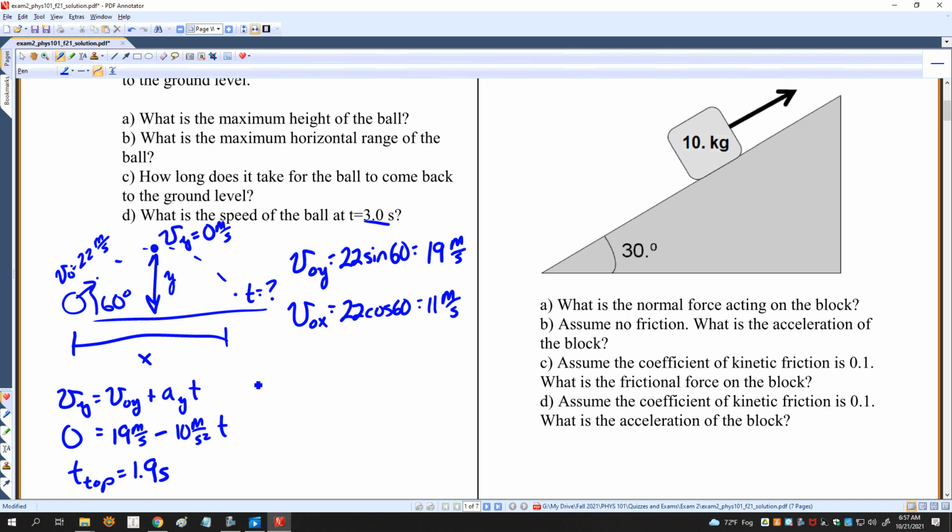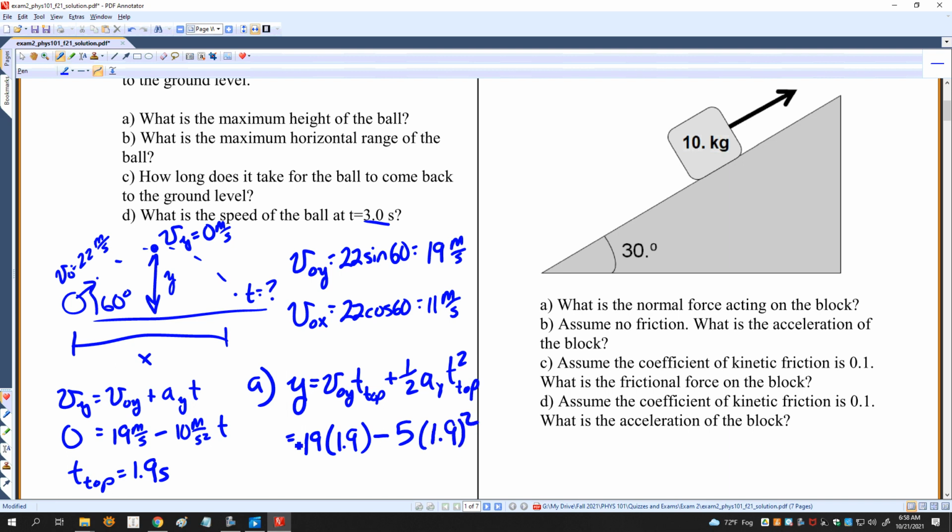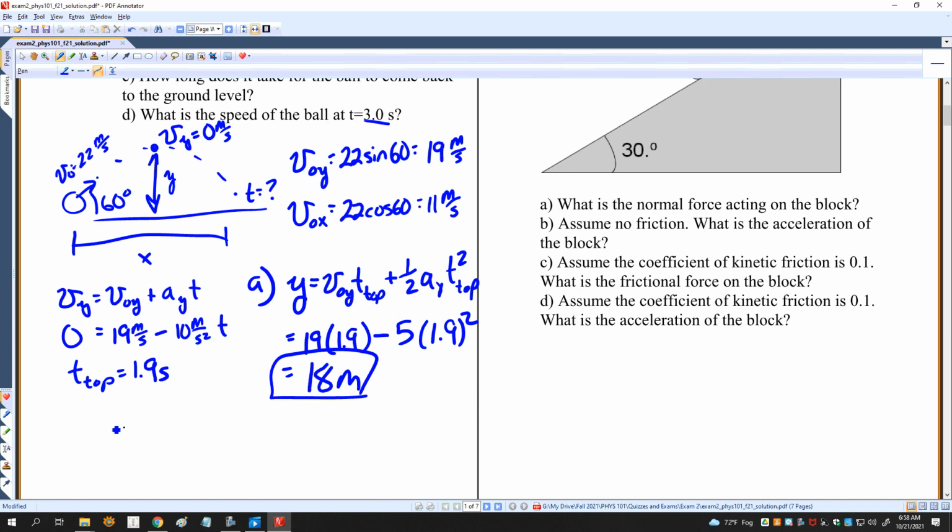Then to find the height of the ball, so this is part A, to find the height, I say that y is equal to v naught y times t top plus 1/2 ayt squared. That's t top squared. That's going to be 19 times 1.9 minus 5, that's 1/2 of negative 10, times 1.9 squared. That's equal to 18 meters. So that's part A. Then part B, what is the maximum horizontal range?